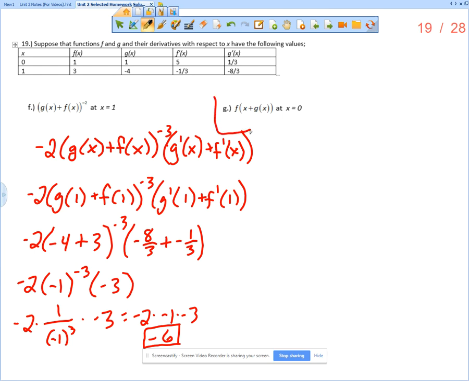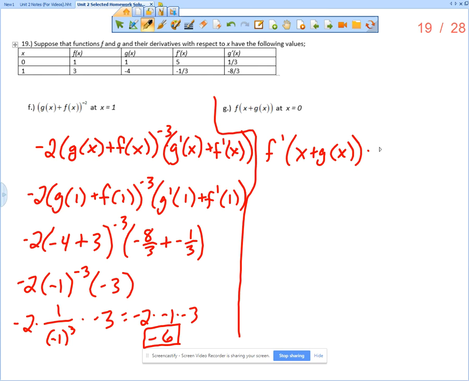All right, what about G? All right, f of x plus g of x. Now, it's important to note that x plus g of x is inside of f. All right, so what is the derivative going to be? Well, f is on the outside, so it's going to be f prime of, remember the inside stays the same, x plus g of x, times the derivative of the inside, x plus g of x.